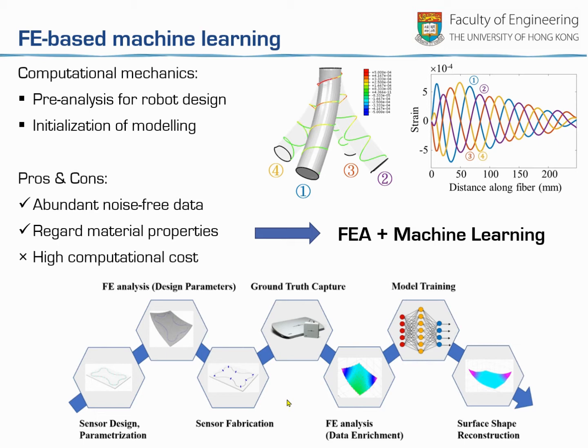But the problem is that the FEA process is usually time-consuming. So it could not be directly used in a real-time robotic system. Here we try to combine the advantages of the computational mechanics method and machine learning to realize a real-time shape sensing framework for irregular shape or large-scale robots.